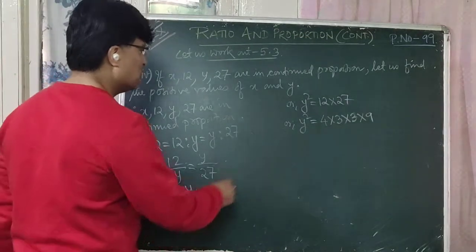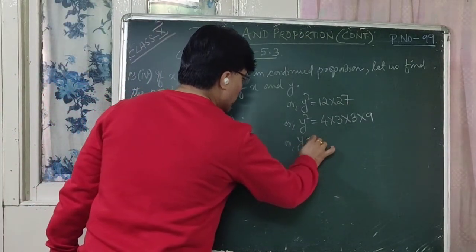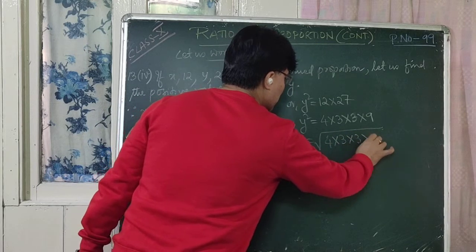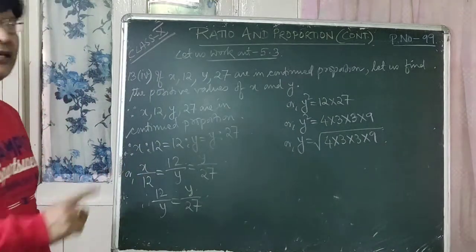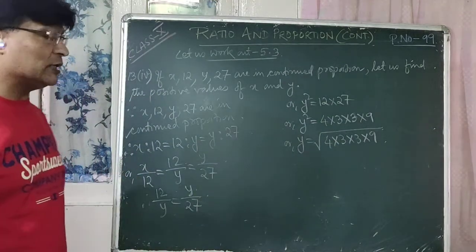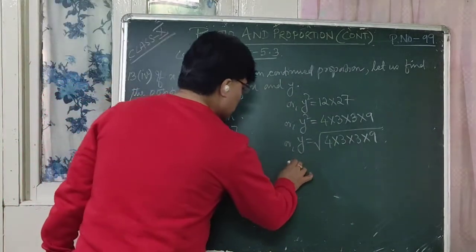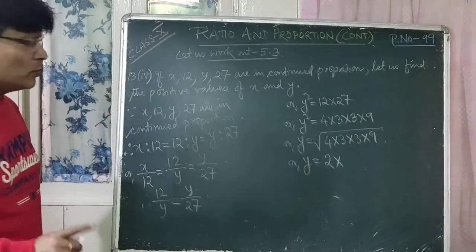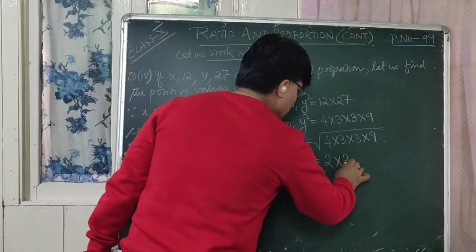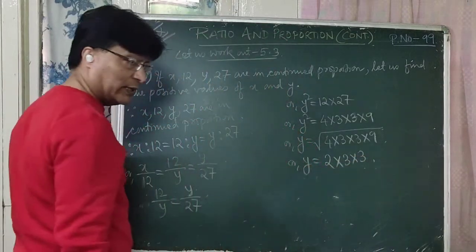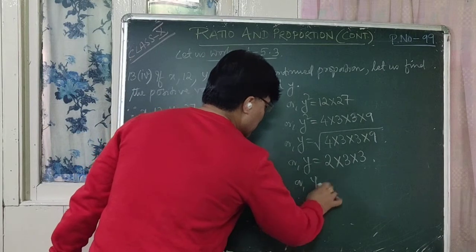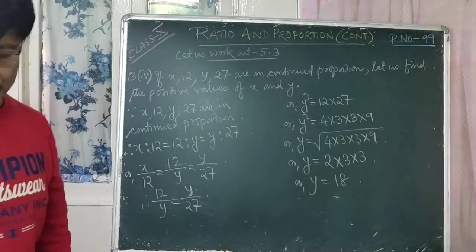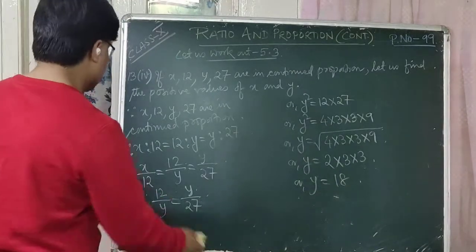So next, let us get the value for y now. y is equal to root over 4 into 3 into 3 into 9. So you can easily get the square root of 4 into 3 into 3 into 9. Okay. So y is equal to, what is square root of 4? Square root of 4 is 2. What is square root of 3 cross 3? 3. What is square root of 9? That is 3. What is the value for y? 3 2s are 6, 3 6s are 18. That means we get the value for y. Okay. So y is equal to 18.